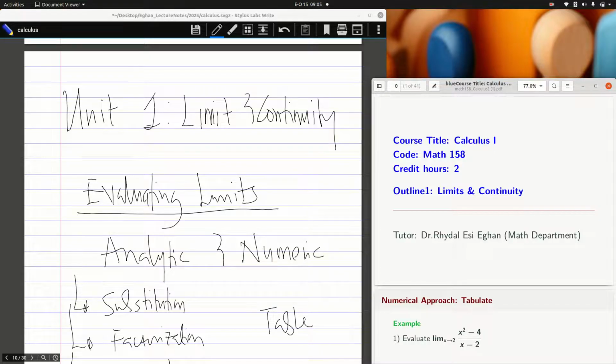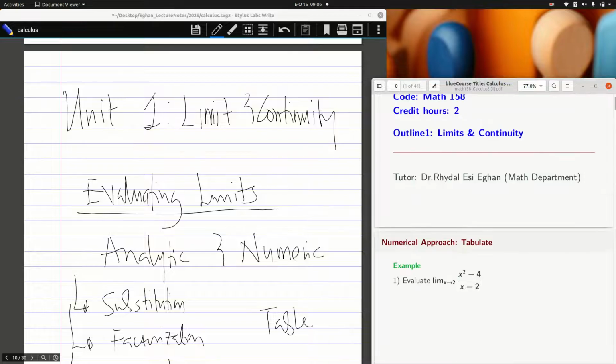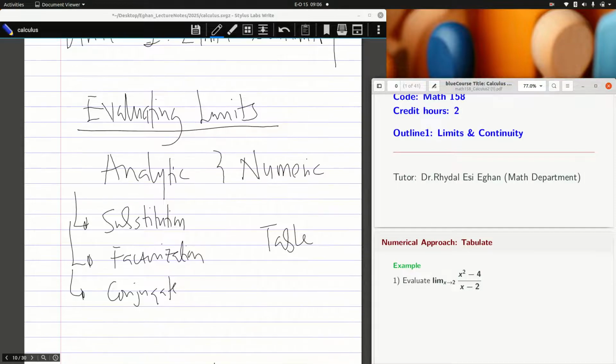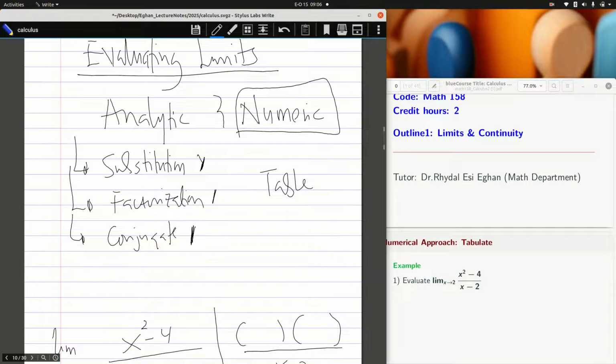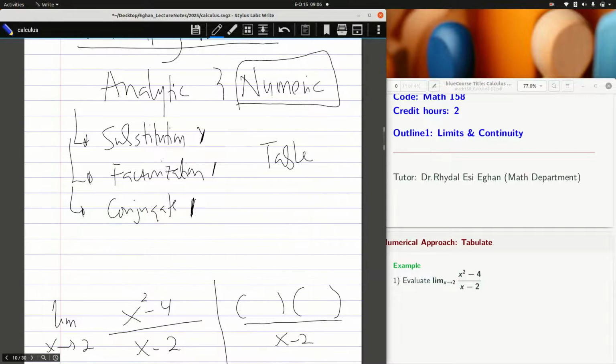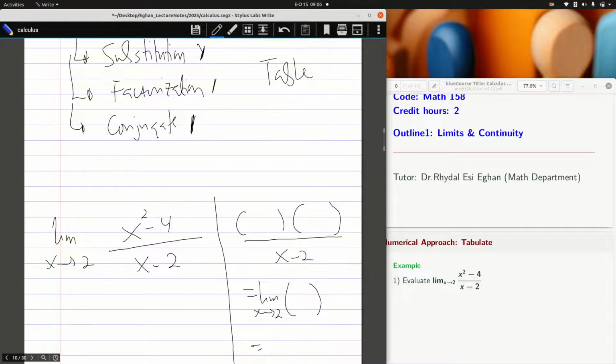In the previous video, we looked at evaluating limits using the analytical approach. This analytical approach had to do with either substitution, factorization, or the conjugate. We went through examples of that. In today's session, I'm going to take the numerical approach, that has to do with tabulation of functions. Again, don't forget, limit is about finding how functions behave when they approach certain values, and that is the definition for limit. Let me take example 1.